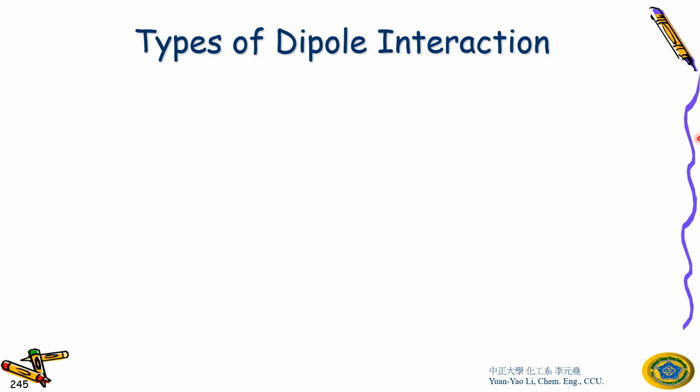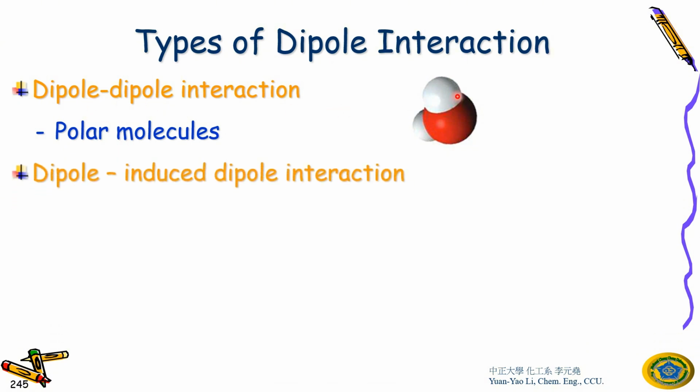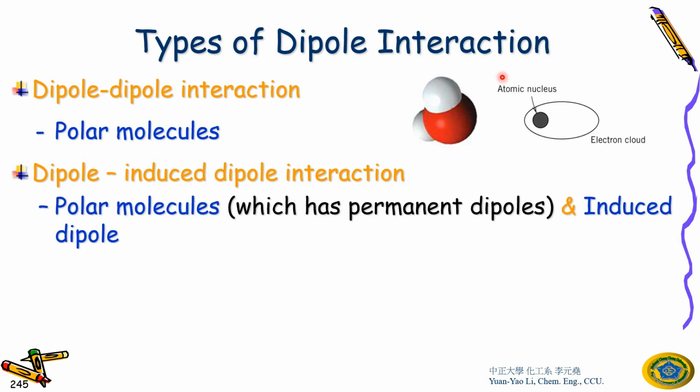Right. So now we want to understand the types of dipole interaction. There are three types. The first type is called dipole-dipole interaction, which involves polar molecules. So in your midterm exam, you need to use polar molecules as an example to explain the dipole-dipole interaction. You can use water as an example. The second one is called dipole-induced dipole interaction. I will give you another example to explain dipole-induced dipole interaction.